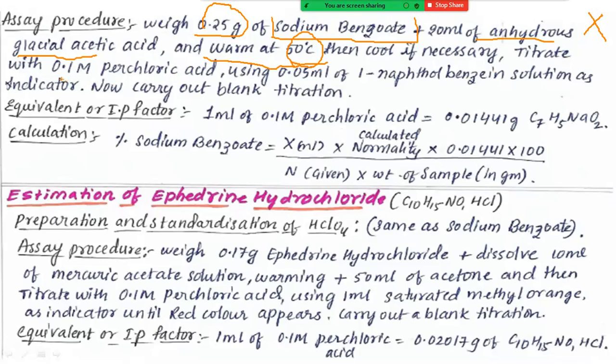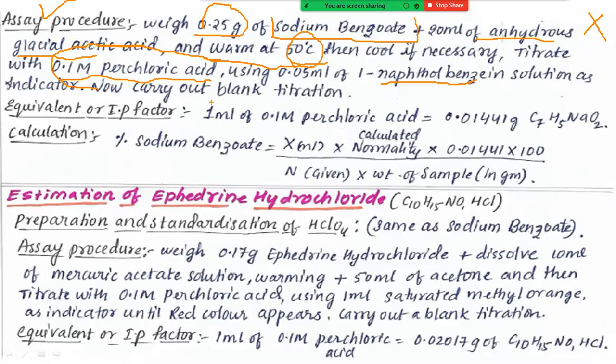Now the solution is titrated with perchloric acid. This perchloric acid is already standardized with a primary standard solution, so now we can use it for estimating the sodium benzoate. For the assay procedure, we are using a separate indicator, naphthol benzene, as the indicator here.